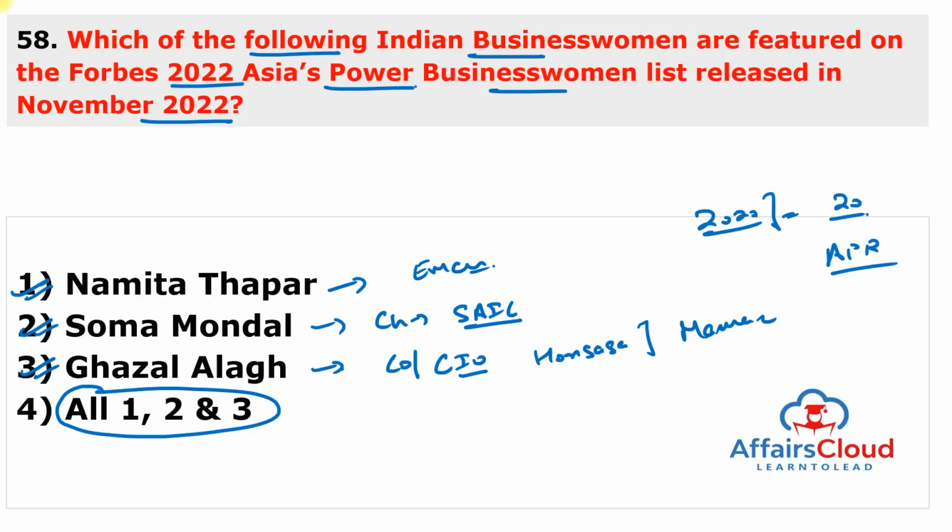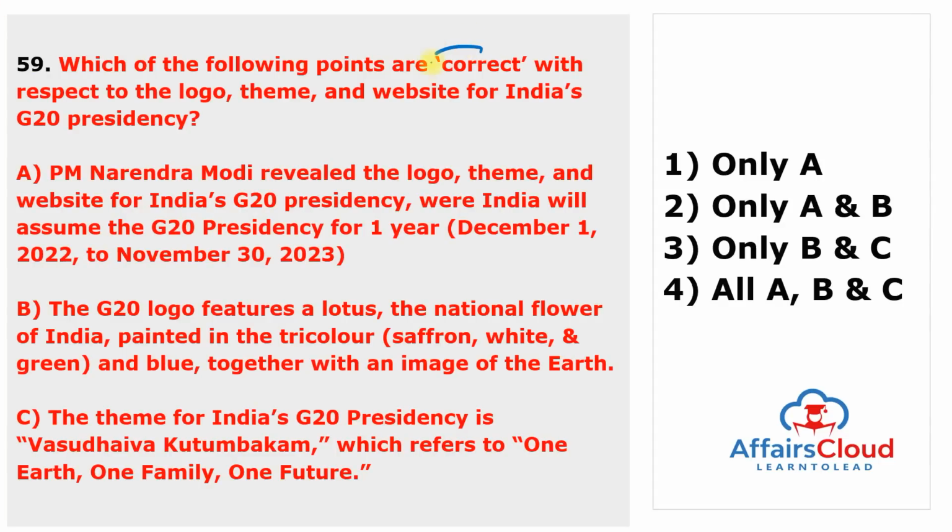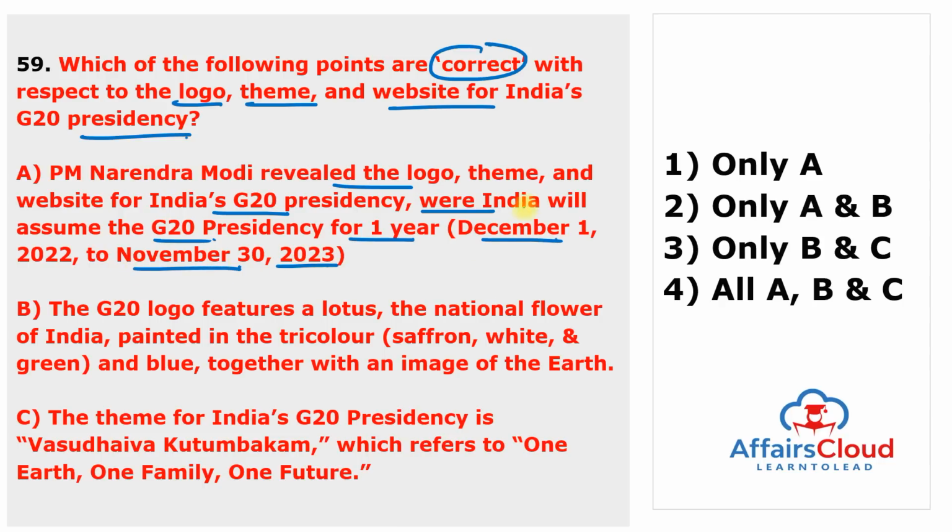Moving to the next question. Which of the following points are correct with respect to the logo, theme and website for India's G20 presidency? So let's read the statement, and this question is very important. Prime Minister Narendra Modi revealed the logo, theme and website for India's G20 presidency, where India will assume the G20 presidency for 1 year, from 1st December 2022 to 30th November 2023. So this statement is correct.